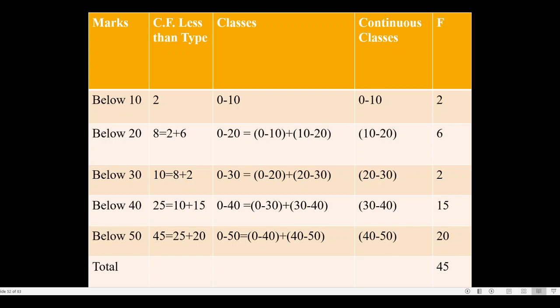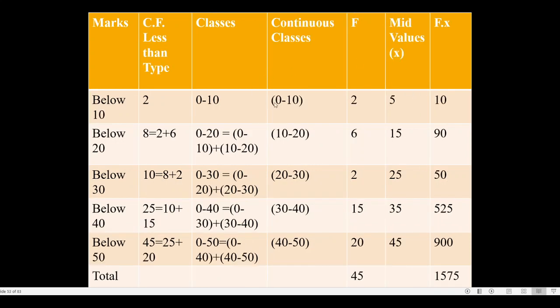Here the intervals are in the continuous form and corresponding values are also known. First we find class marks of these continuous intervals. See here, the first continuous class is 0 to 10. Its class mark means upper limit plus lower limit divided by 2. Here upper limit is 10, lower limit is 0. 10 plus 0 is 10, upon 2 means 5. Therefore our first mid value or class mark is 5.